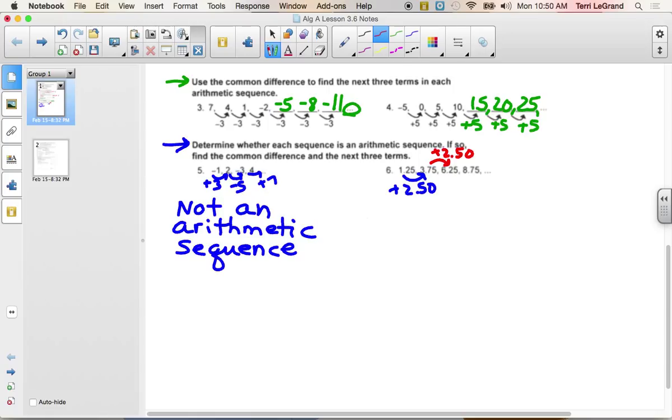And then how about our last one? And by the way, we do have to keep going because it can change. It does go up 2.5 again. Okay, so is this an arithmetic sequence? Yes. It is an arithmetic sequence.